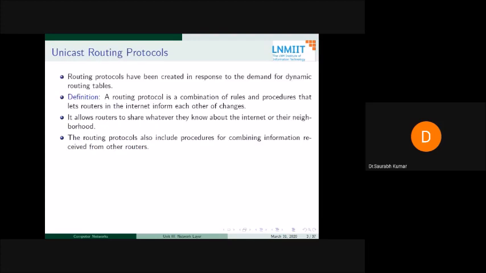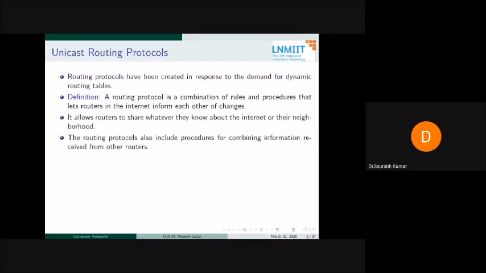So you see, today an internet needs dynamic routing tables. Fine. So the tables need to be updated as soon as there is a change in the internet. Now you understand. Now tell me one thing, when I am saying internet, is it small i internet or capital I internet? You can write. Is it small i internet or capital I internet?